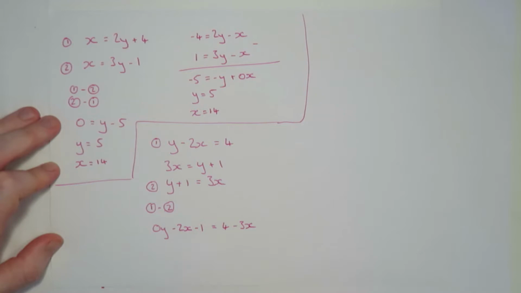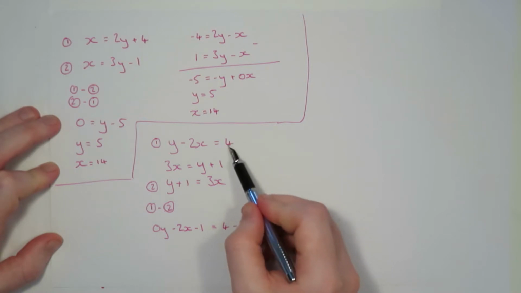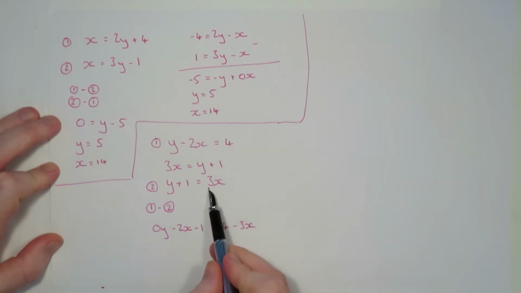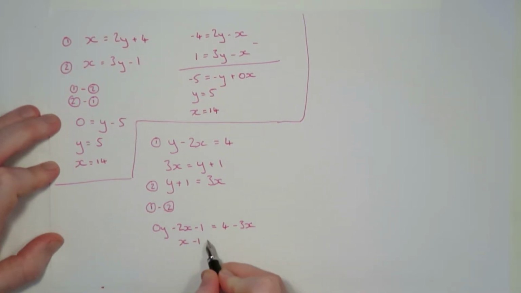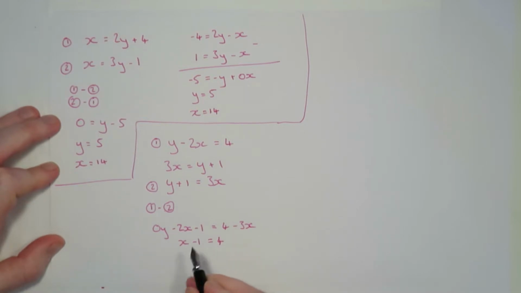Okay, where have all these numbers come from here, you may be asking? Well, equation 1 subtract equation 2. The right hand side of equation 1 is 4. The right hand side of equation 2 is 3x. So equation 1 minus equation 2. Then we can add 3x onto both sides and we'll be left with x minus 1 equals 4. Add 1 to both sides, x equals 5.